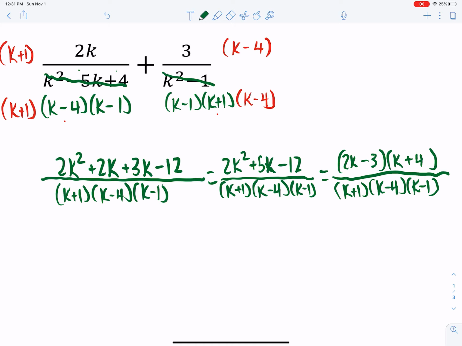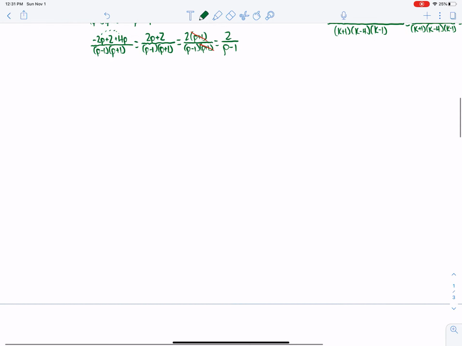So you get your common denominators, combine the like terms on the top, factor the top part, and then if there's a common factor, you reduce it. If, like this case, there's not a common factor, you have to leave it alone. That's it. So let's look at one more adding problem.